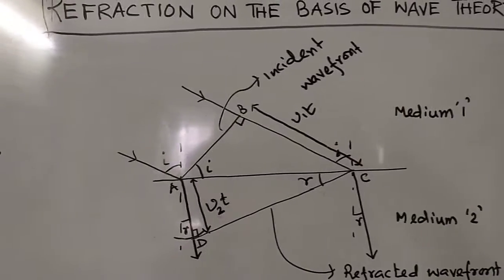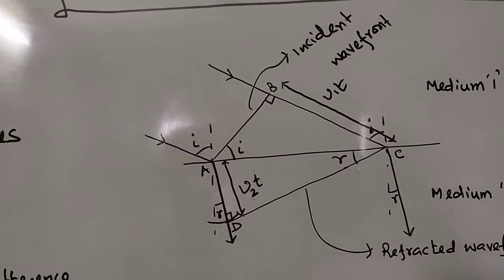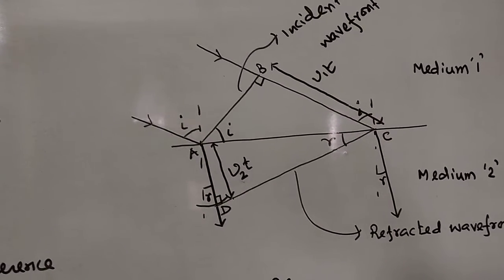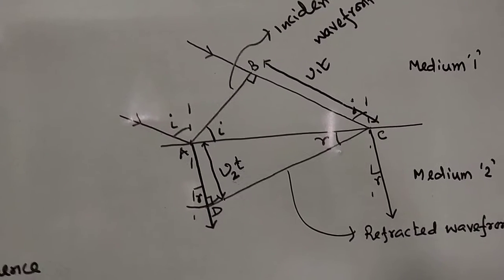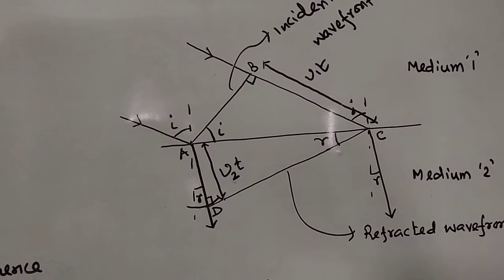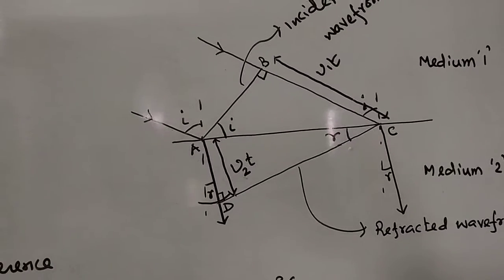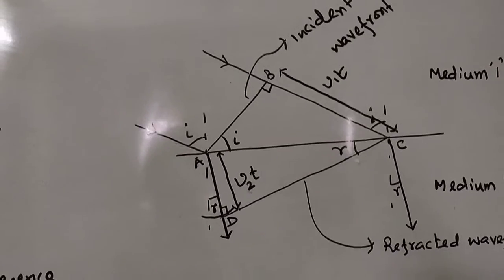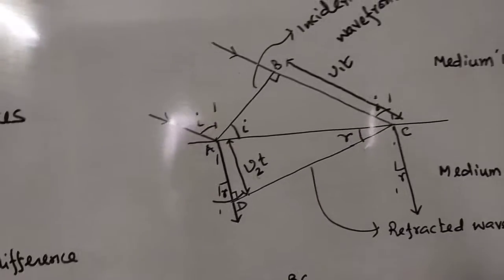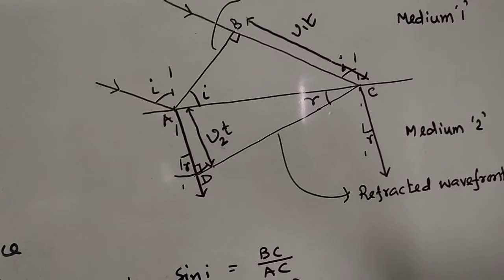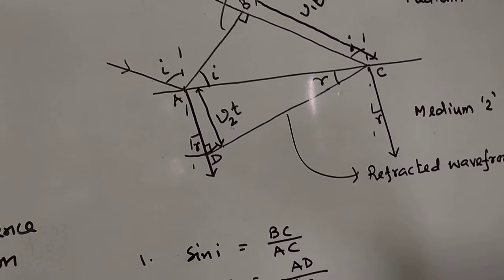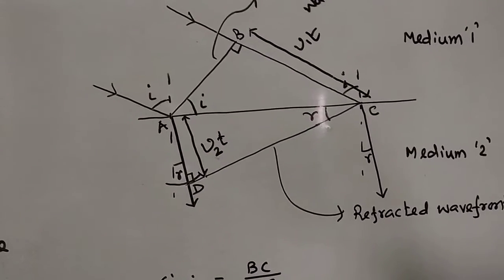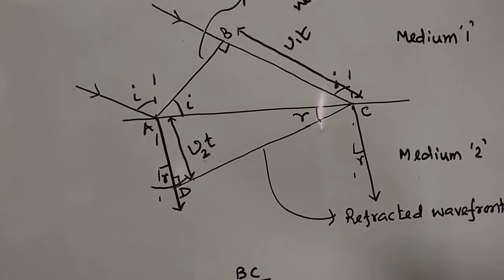So the incident wavefront and the refracted wavefront we have to find out. The incident wavefront is already there, and for the refracted wavefront we have to calculate the time point B takes to move to C, that is BC. Once we know the time, we can calculate the length for the construction of the arc. The length is AD, and the tangent from point D on the arc to the point C gives you the refracted wavefront.